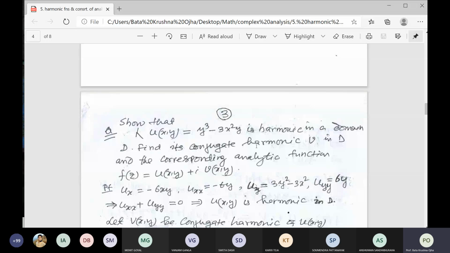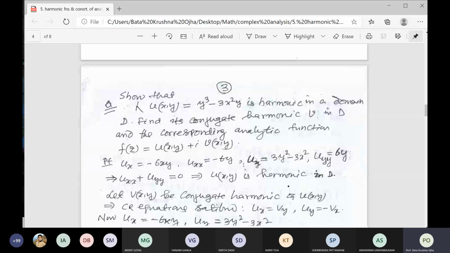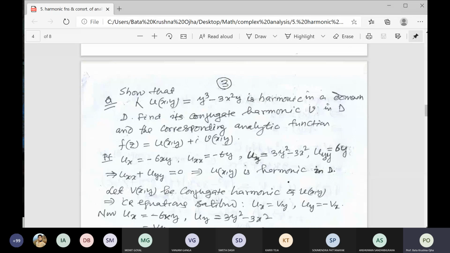Now, you write the corresponding analytic function as f(z) = u + iv. Now, what to do here? You see, u is given. Our aim is to calculate v. So we use the Cauchy-Riemann equations. First examine for harmonic functions. So we find the second derivatives of u with respect to x and y. So ux is equal to, you see, minus 6xy: the partial derivative of u with respect to x, keeping y constant. The derivative of the first term is 0. It will be minus 6xy.